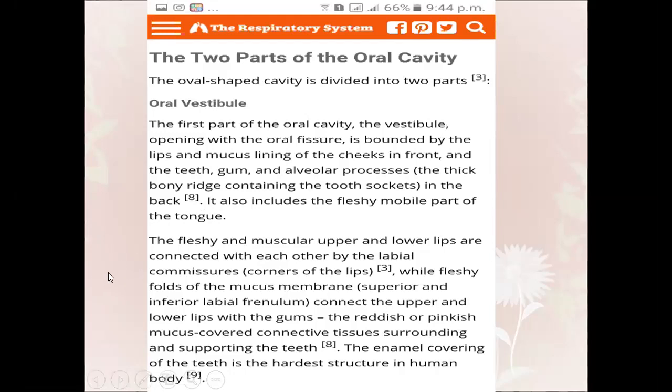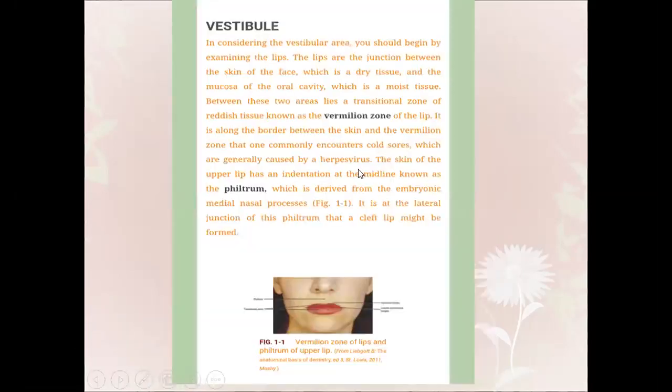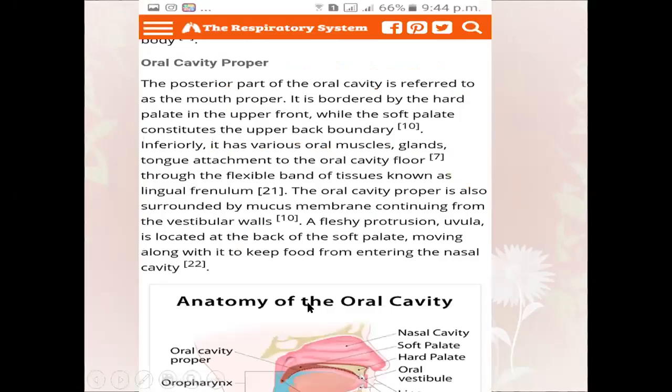The fleshy and muscular upper and lower lips are connected with each other by the labial commissure, or the corner of the lips, while fleshy folds of the mucous membrane, the superior and inferior labial frenum, connect the upper and lower lips with the gums. The reddish or pinkish mucosa covers the connective tissues surrounding and supporting the teeth. The enamel covering of the teeth is the hardest structure in the human body, as explained by the picture. This is the oral cavity proper.